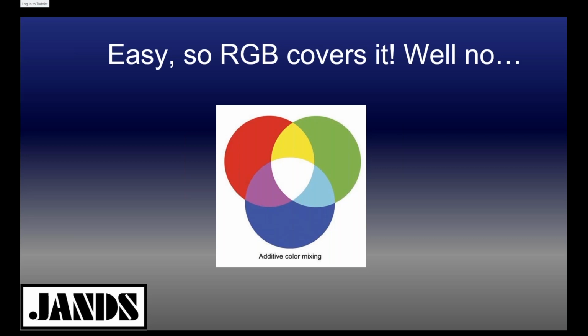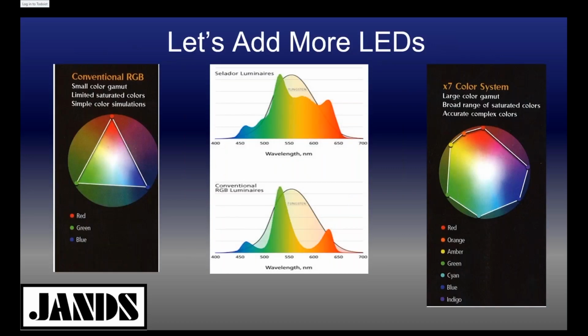The next iteration from all that was, of course, red, green, blue, white, red, green, blue, white, amber, and all that kind of stuff. The simple fact is that the more colors in the array, the more spectrum you can achieve. And yeah, we'll go on to that next one.